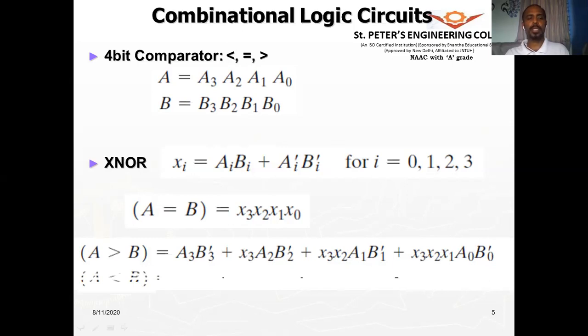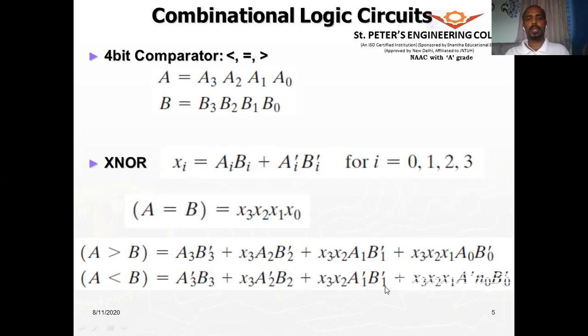Similarly, how do we say that A is less than B? It should be the complement of what we have considered here. So we check for A complement B3. Again, if A3, B3 are the same, then we look for A2 complement B2. Next, if A2 and B2 are the same, then we go for the A1, B1 comparison, and so on, for an n-term up to the n-naught term.